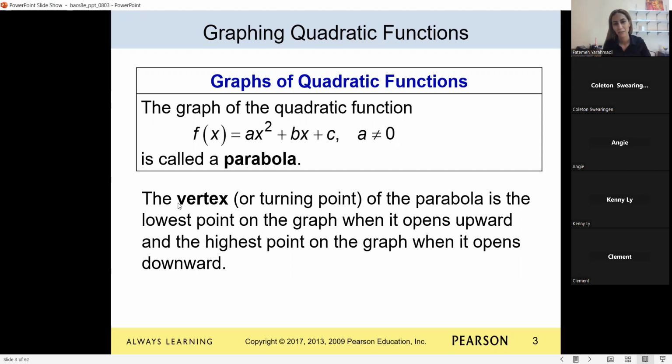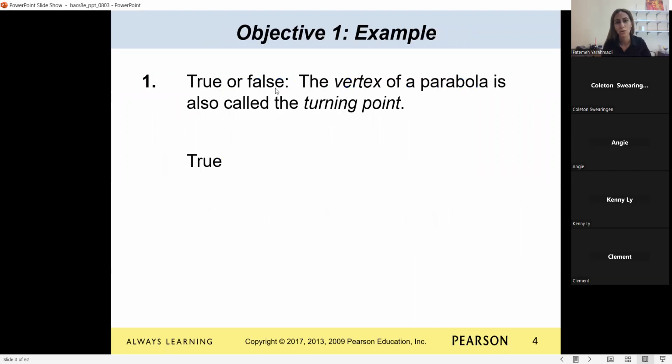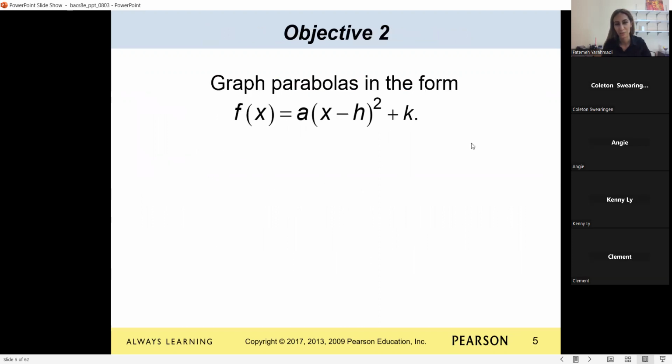What is the vertex? When you're talking about a vertex, you're talking about the maximum or minimum value of your function. The vertex also has another name: the turning point of the parabola. It is the lowest point on the graph when it opens upward, and it is the highest point on the graph when it opens downward. So, vertex or turning point. True or false? The vertex of a parabola is also called a turning point. We just learned that this is a true statement.